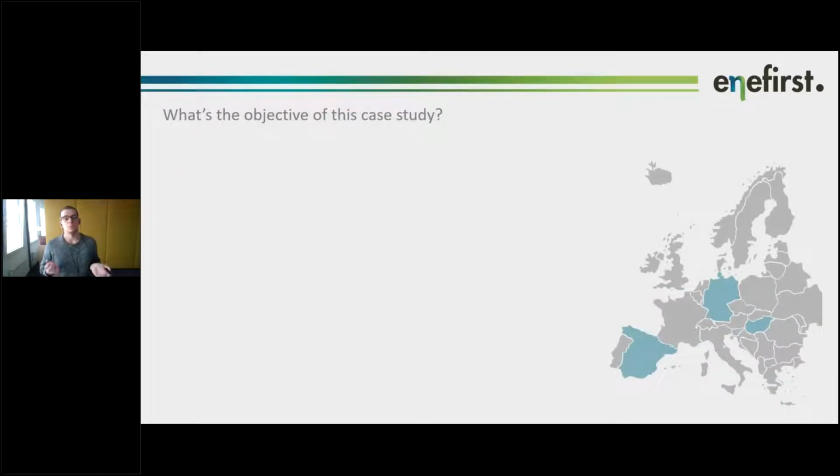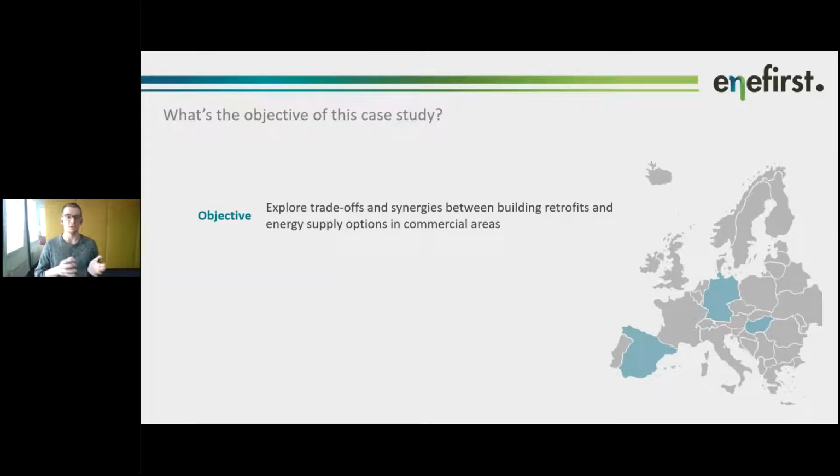That being said, what's the objective of this case study? Basically, we are exploring the trade-offs and synergies between building retrofits on the one hand and various energy supply options on the other hand in commercial areas. These energy supply options include on-site generation, but also district heating and microgrid solutions.